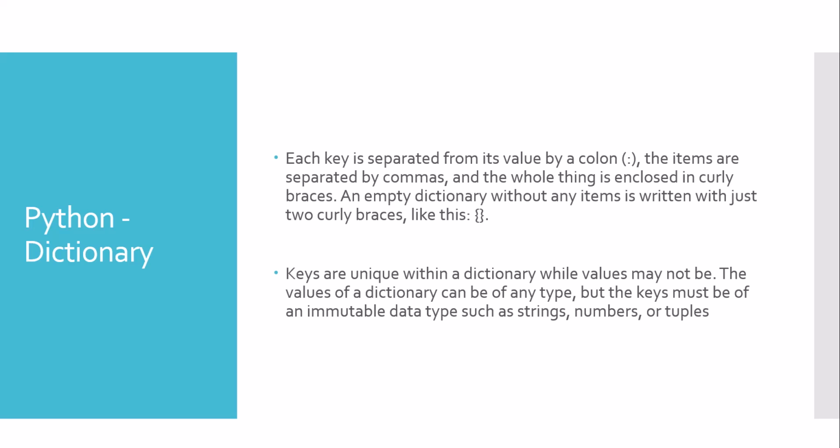Next section is the Python dictionary. Each key is separated from its value by a colon. The items are separated by commas and the whole thing is enclosed in curly braces. An empty dictionary without any items is written with just two curly braces, like this. We can define the empty dictionary with the help of two curly braces.